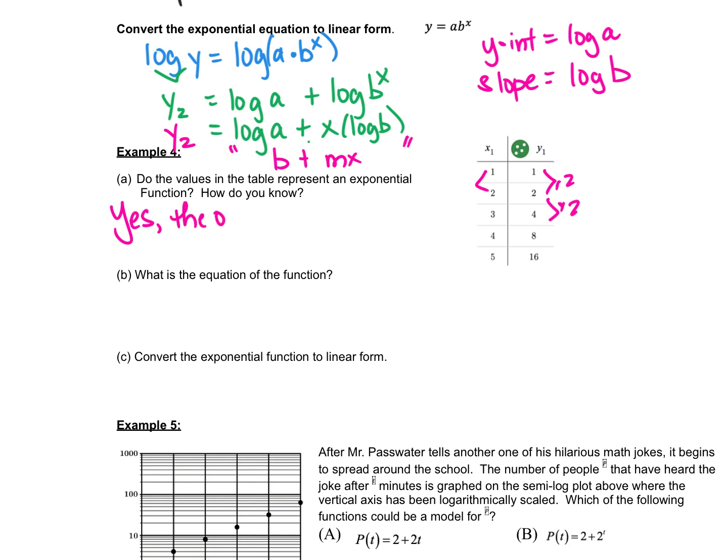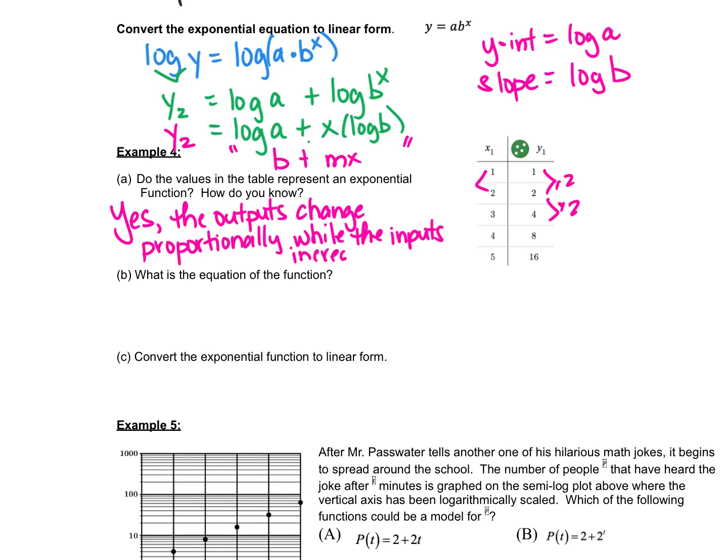the outputs change proportionally while the inputs increase by 1 or are equally spaced.